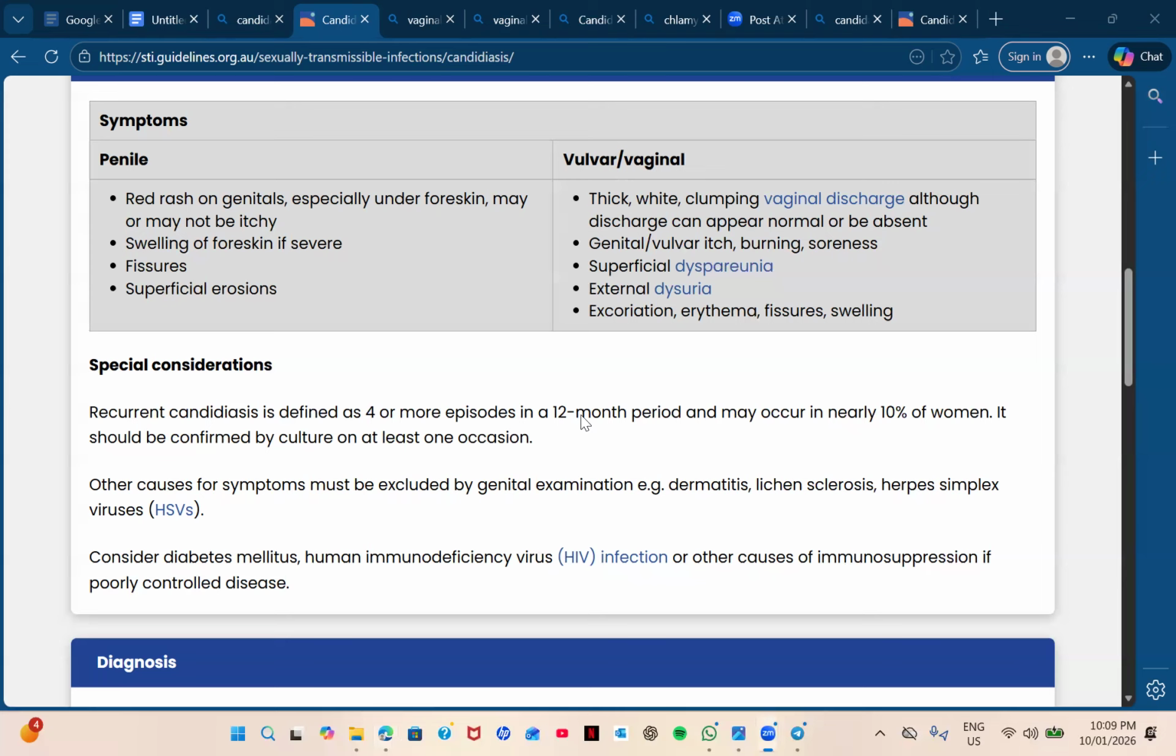Do you remember it, doctor? This picture. Yes, doctor, that's right. You should remember that picture. It's very high-yield. Even in October, one doctor sent me that picture as well. So in that case, we have to confirm it by culture on at least one occasion. We should confirm it.